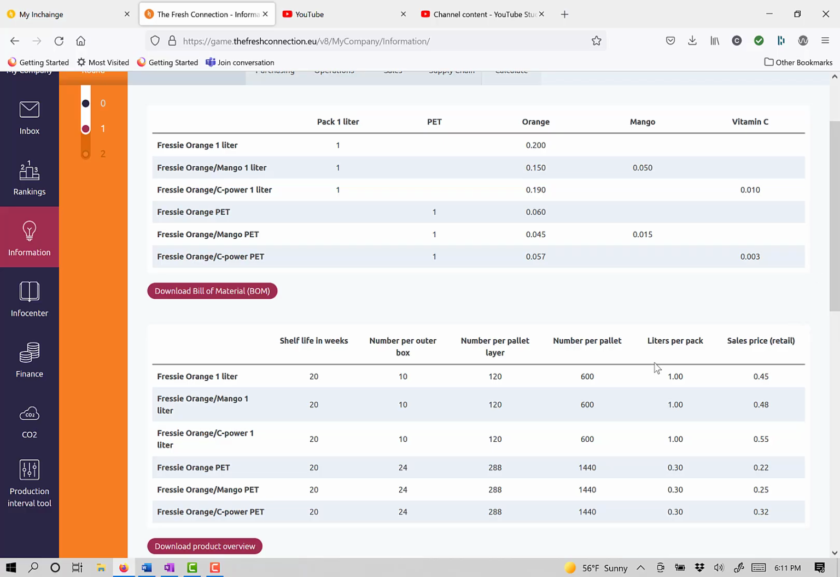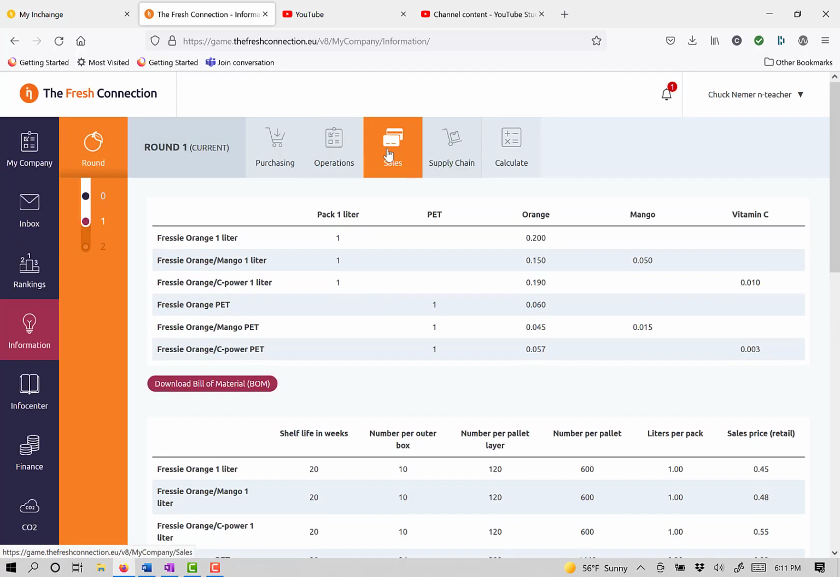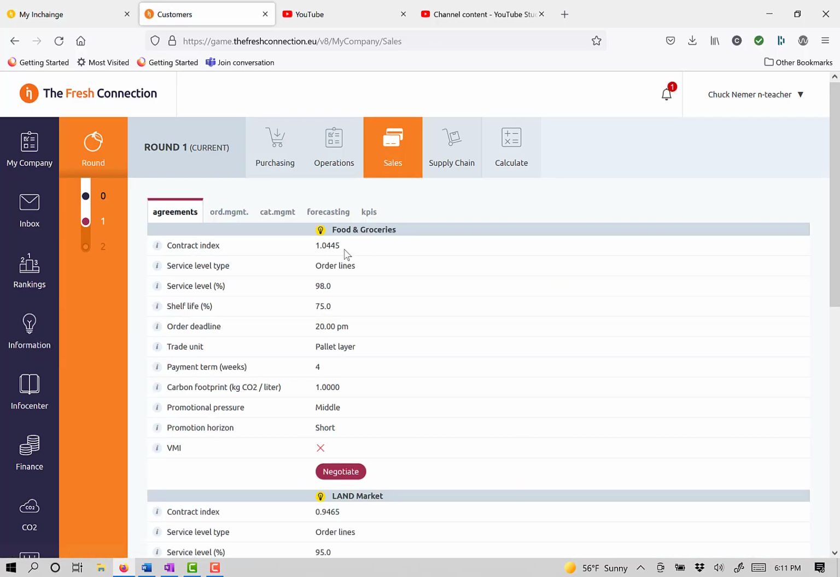So that's where I was saying before for Freshly Orange 1 liter and for all these prices, Food and Groceries came back and said we're willing to pay 1.0445 times these prices, or a little bit of a premium, because we like the promises you made. So if you promise the customer more, if you make promises that are more favorable to the customer, then the customer is willing to pay more via the higher contract index. If they don't like the promises as much, the contract index goes down, and so they're asking for a price reduction. So what that means then is we have to go back to sales now, as an example, and look at what the negotiation looks like.